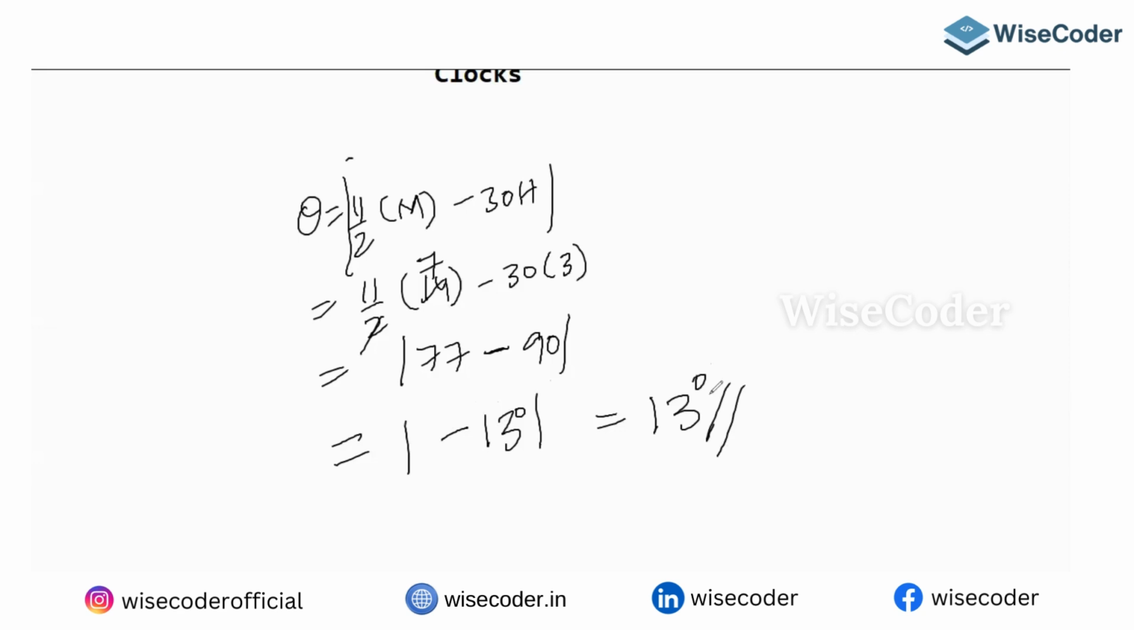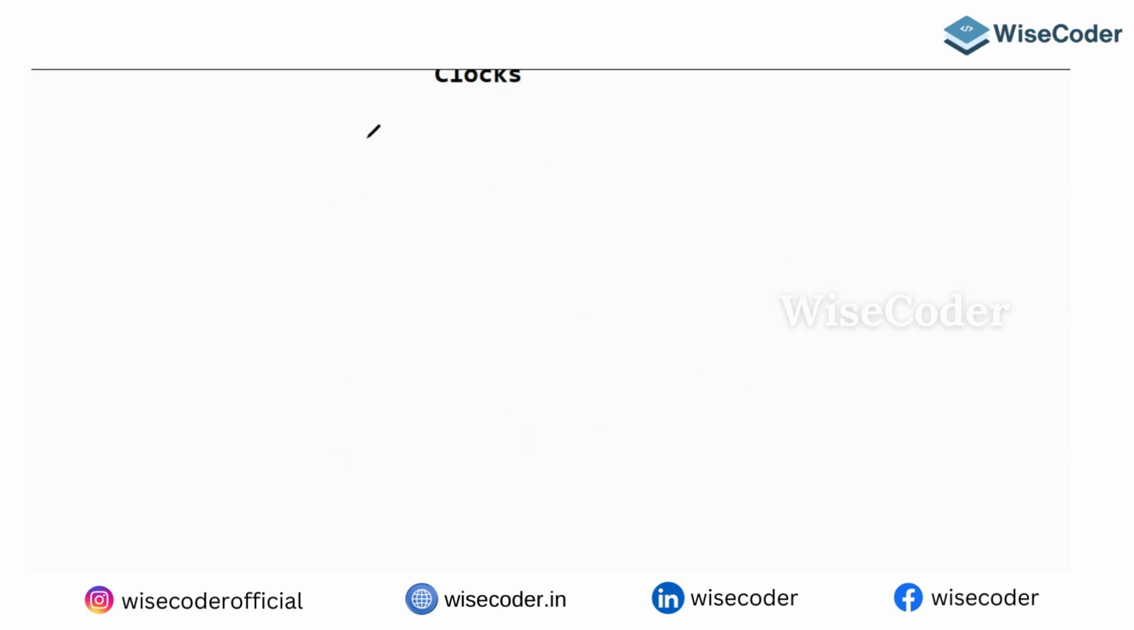Write down the next question. What is the angle between the two hands of a clock when the time is 25 minutes past 7 o'clock, which means 7:25. So theta is equal to 11 by 2 m, which is 25, minus 30 h, which is 7. So 11 by 2 into 25 is 12.5.